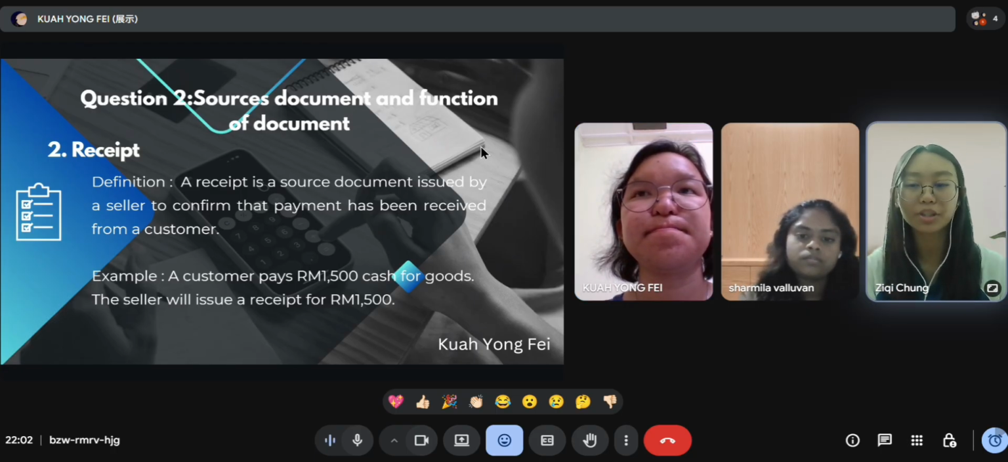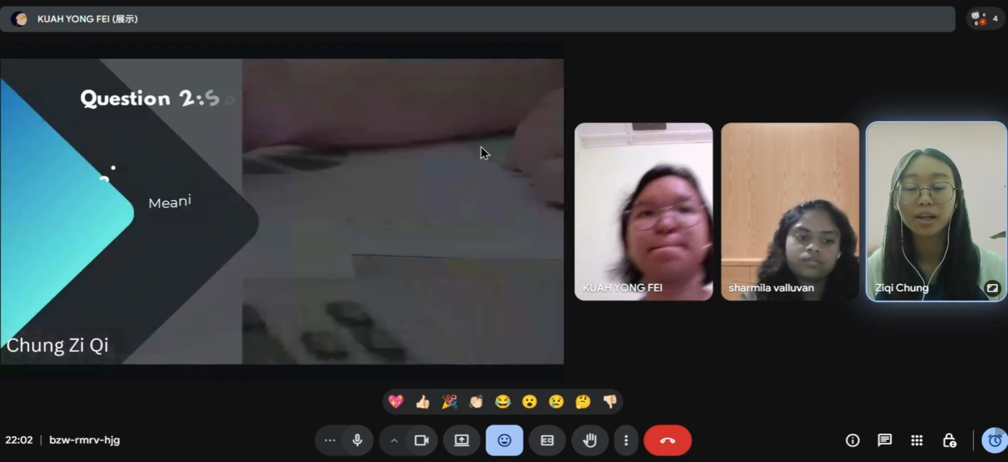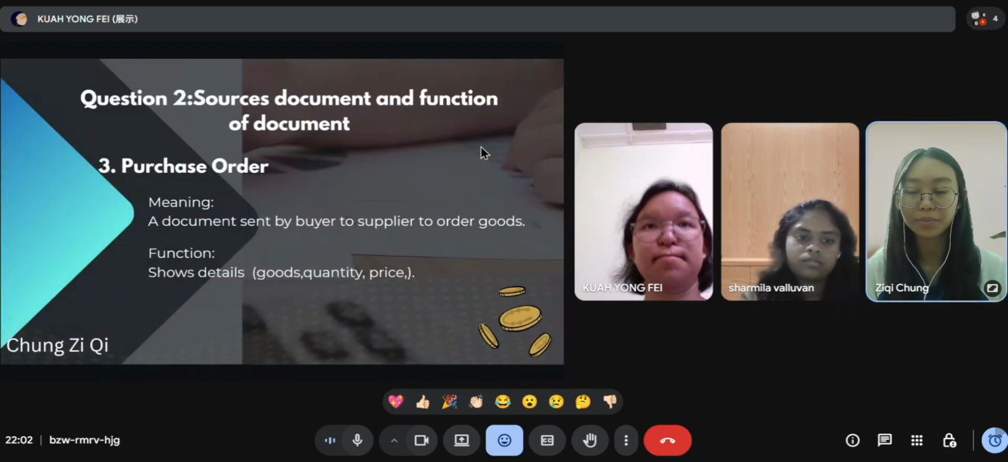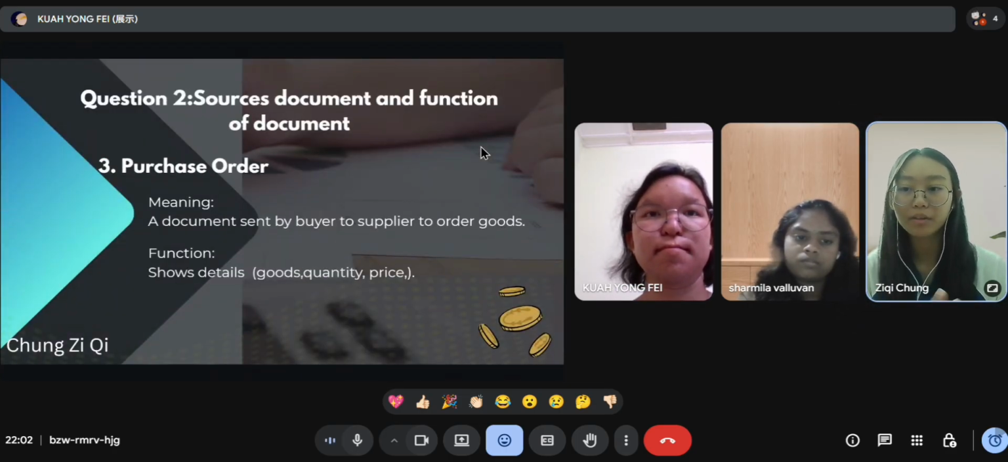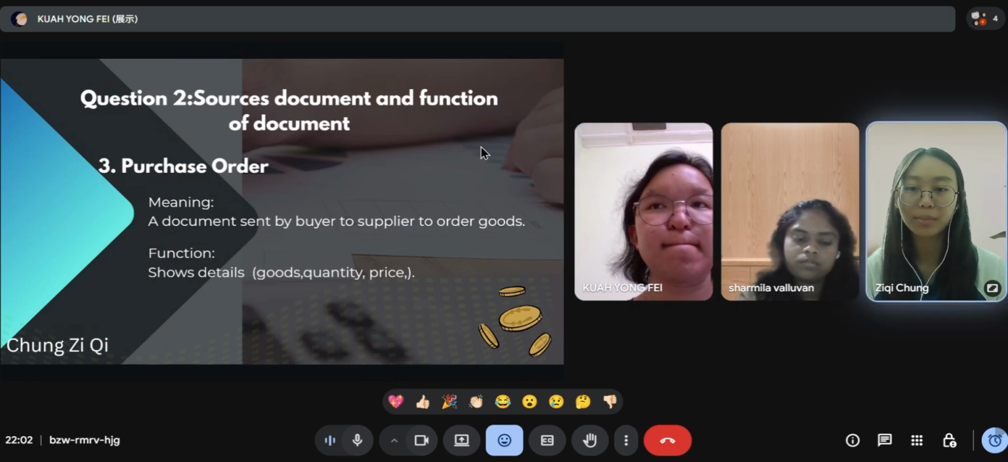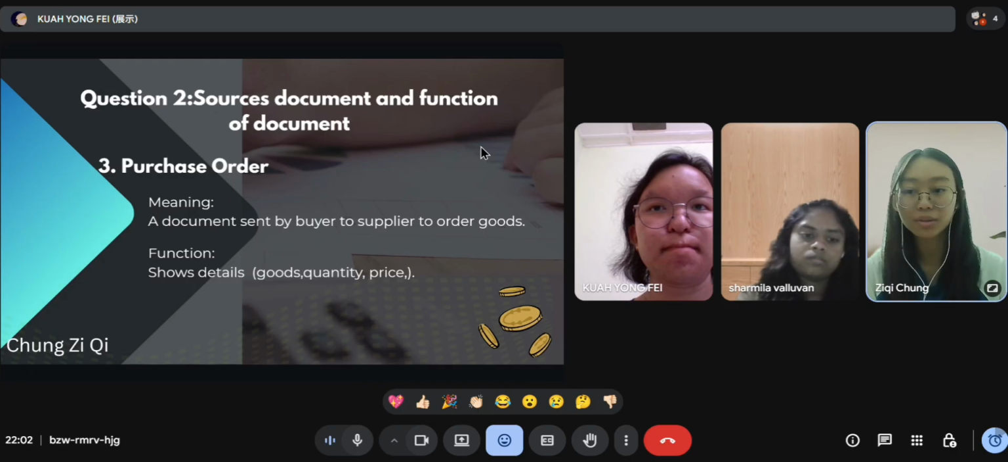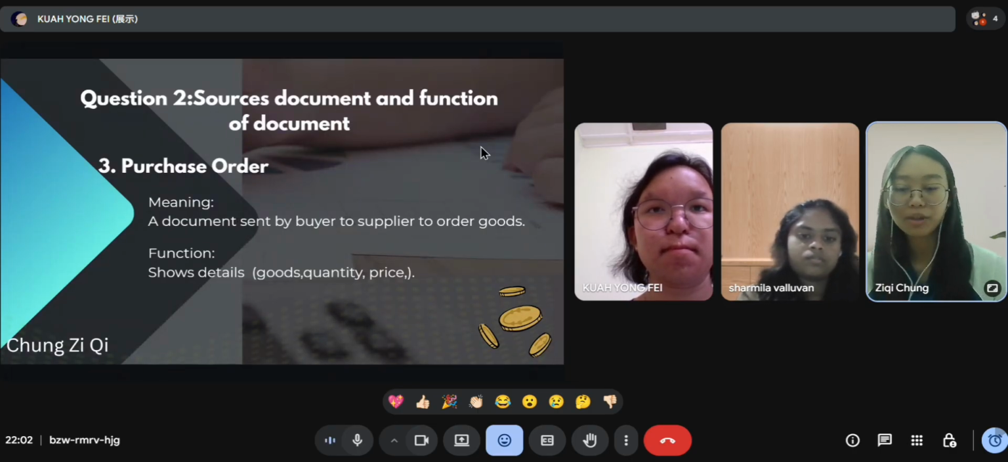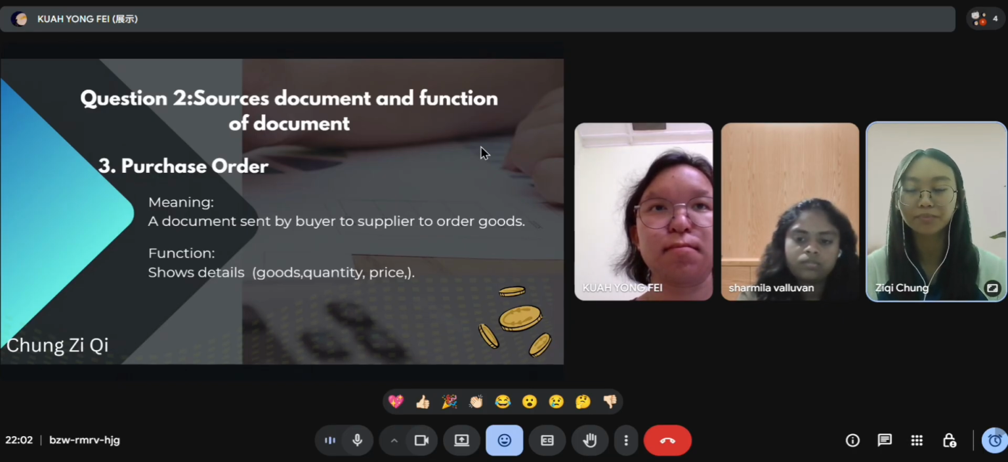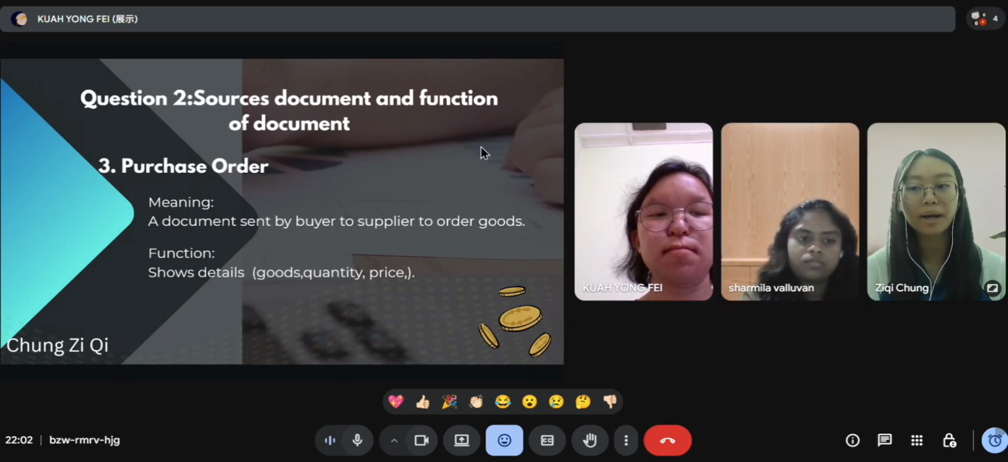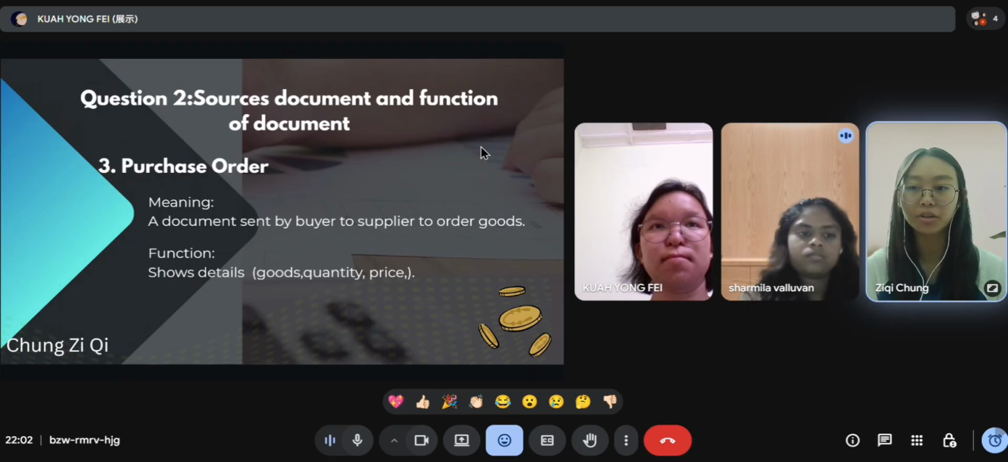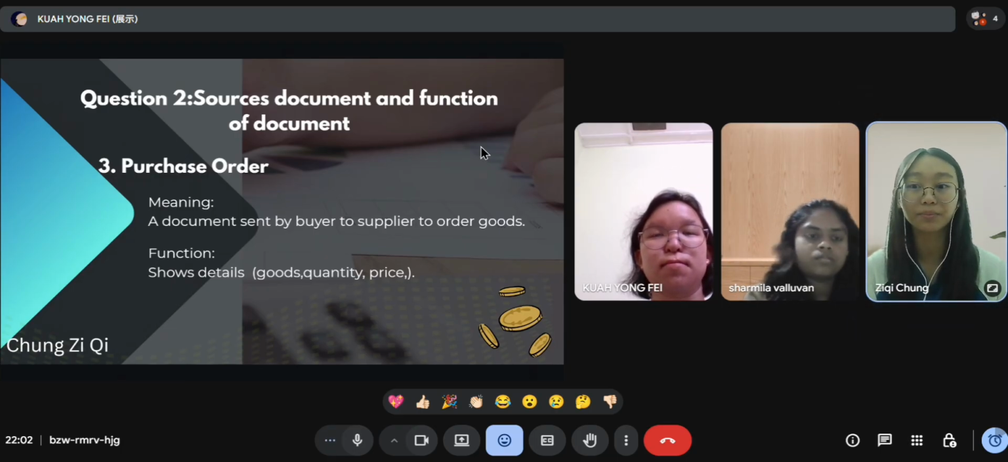Yes, thank you, Yongfei. So now I will continue to explain the source documents, which is the purchase order. The meaning of a purchase order is a document sent by a buyer to a supplier to order goods. It shows details such as type of goods, quantity, and price. Its function is to provide official evidence that goods have been ordered. For example, if the company buys 100 chairs, a purchase order will be issued.